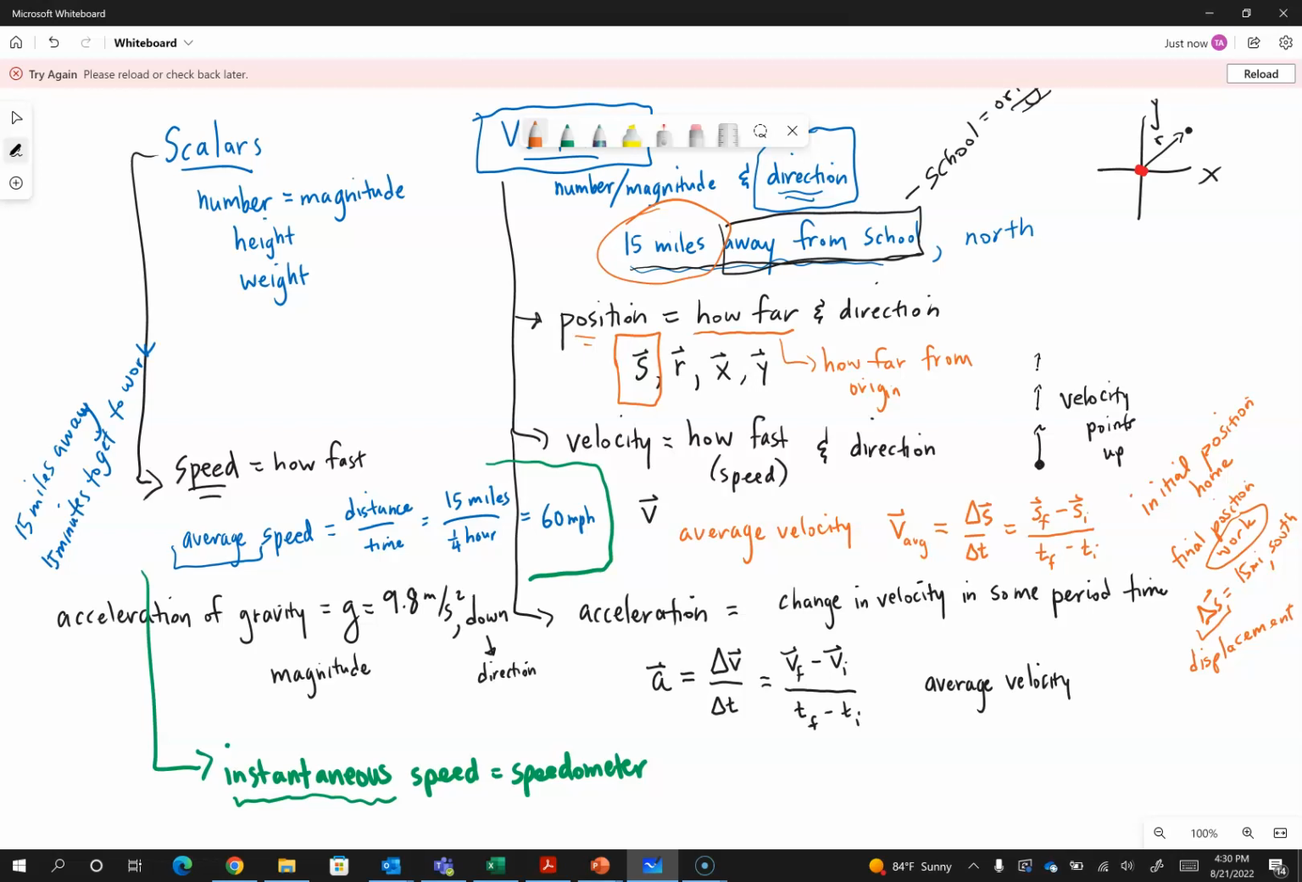If I want to talk average velocity, I would then come down here, average velocity. Oh, that was wrong down here. This is average acceleration. Sorry. This equation is average acceleration. Average velocity would be 15 miles south divided by that 15 minutes, which was a quarter of an hour. So my average velocity would be 60 miles per hour south.